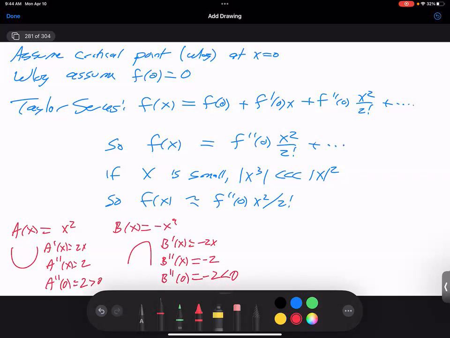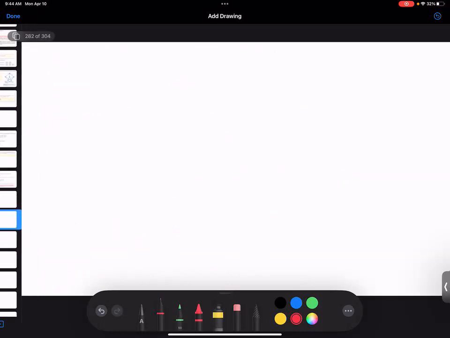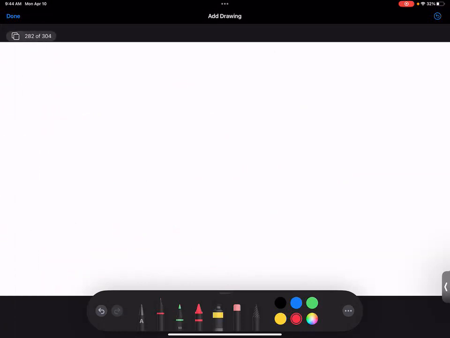Okay. If the second derivative is 0, then all of a sudden I have to start looking at the cubic term. And if the third derivative is 0, then I have to look at the quartic term. That's the second derivative test. Okay. So what we want to do now is look at a multivariable Taylor series.